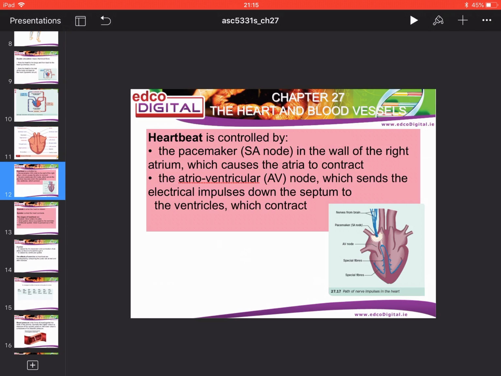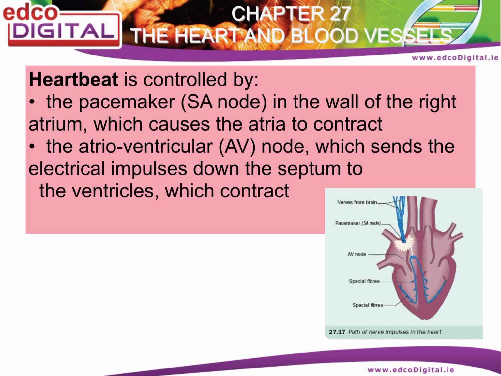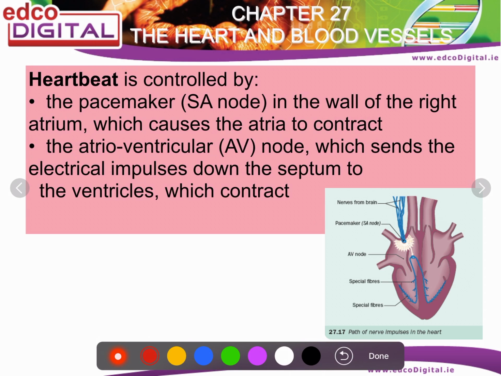Okay. So the heartbeat is controlled by the SA node, which is in the wall of the right atrium. So you see it there in the diagram. And the atrioventricular node, which sends the electrical impulses down the septum to the ventricle. So the SA node is up here, and then the AV node is in there. So this is a lot of nerves that will extend all the way up to the brain.